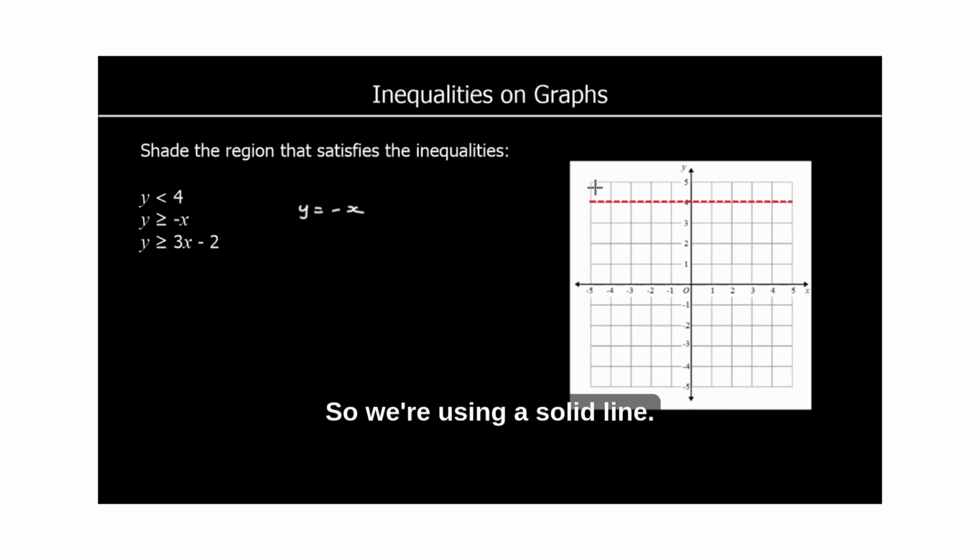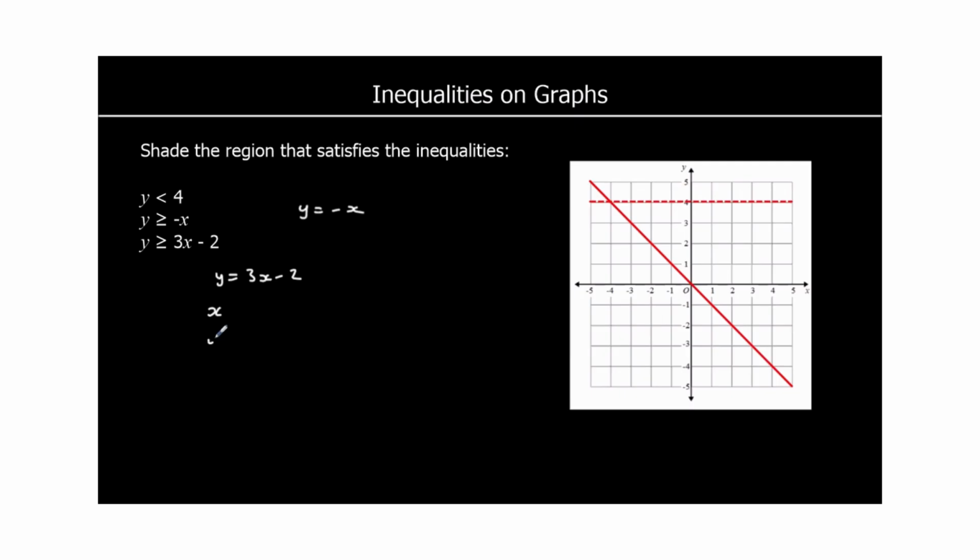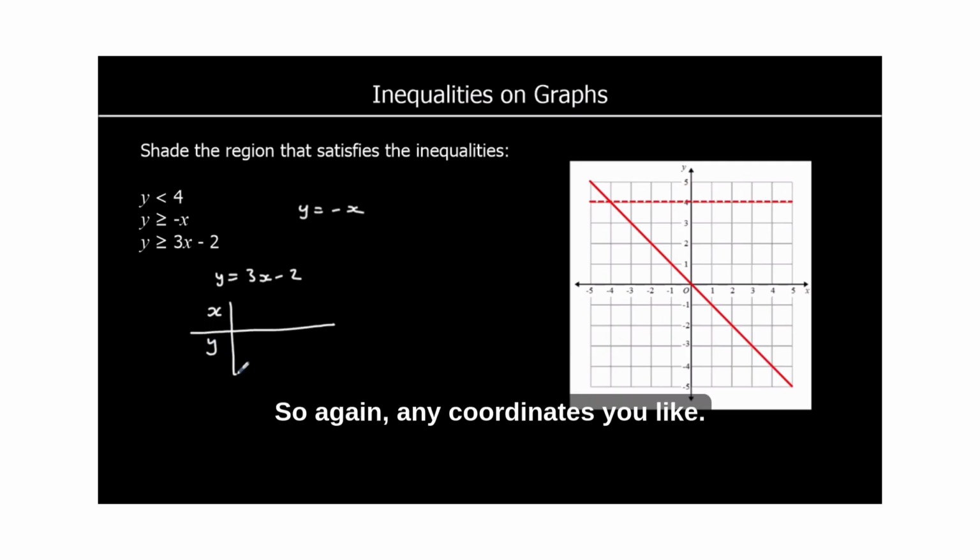It can equal, so we're using a solid line. And there is y equals negative x. And for the last one, we can work it out by getting some coordinates. So we're getting any coordinates you like. Pick 3, 0, 1, and 2, probably the easiest numbers to pick.